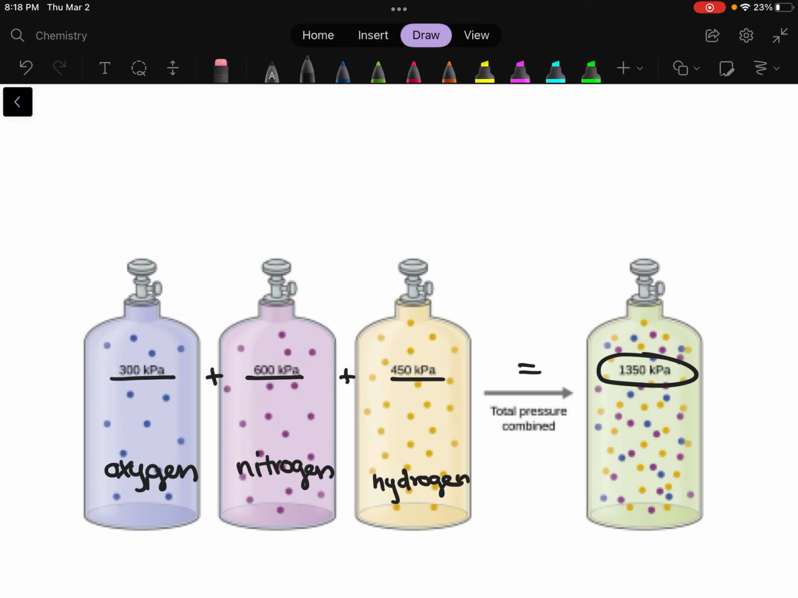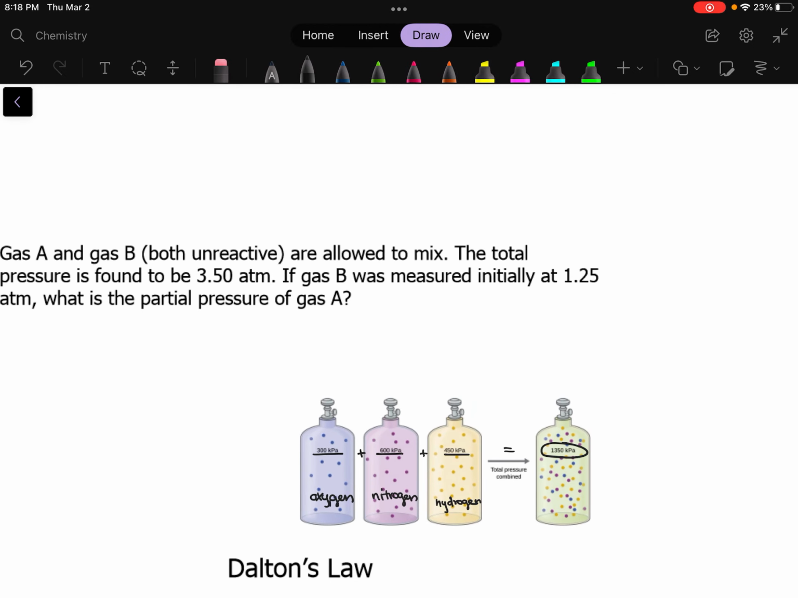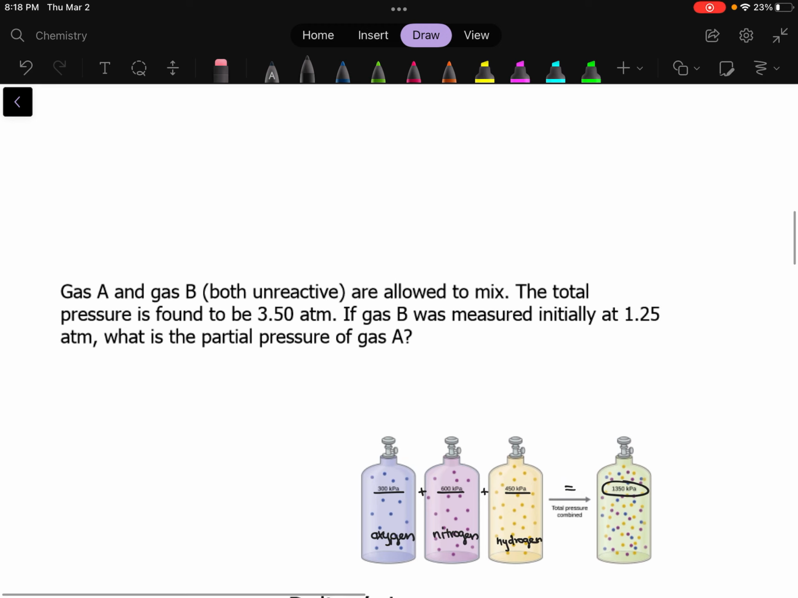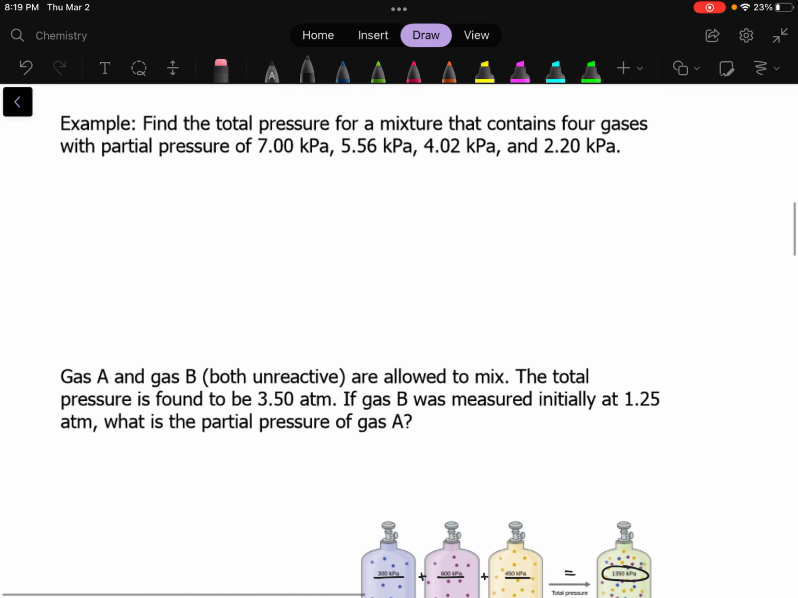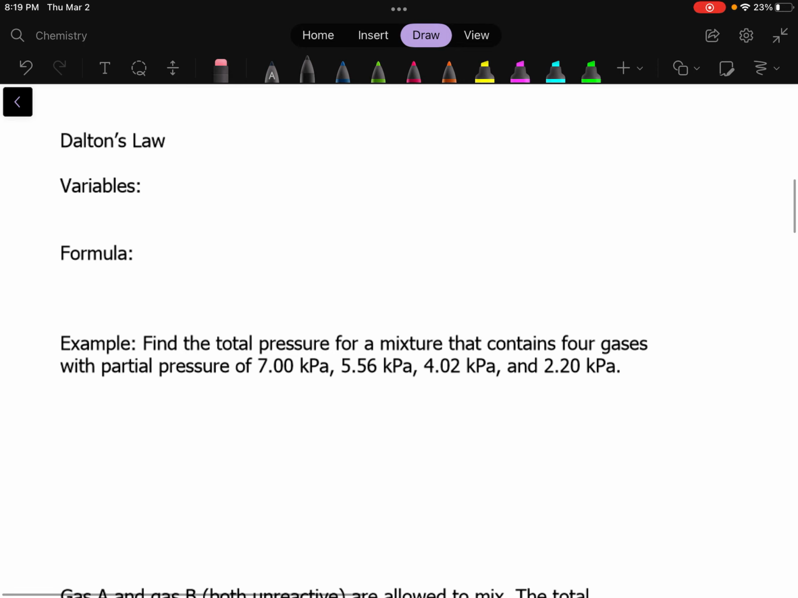So this one is using kilopascals to measure pressure. In their individual containers, they're at a lower pressure, but when they're combined, it is at a higher pressure together. So these ones are going to be really easy. We're pretty much just adding up the numbers they give us. We might have to do a little bit of algebra on that second one, but I think y'all are going to do fine.